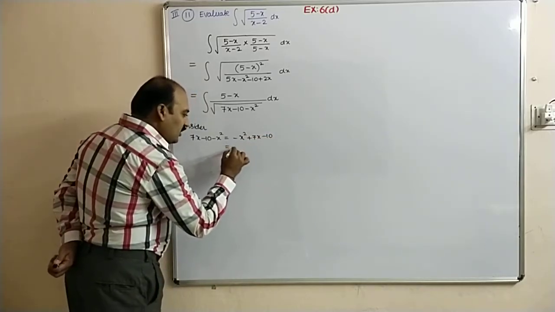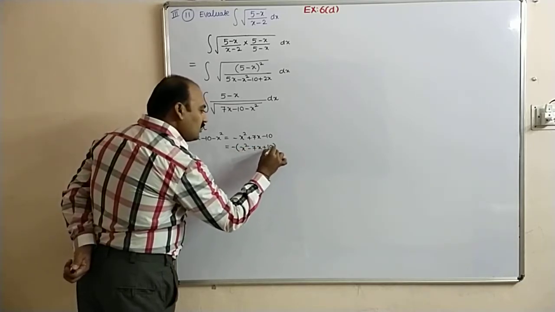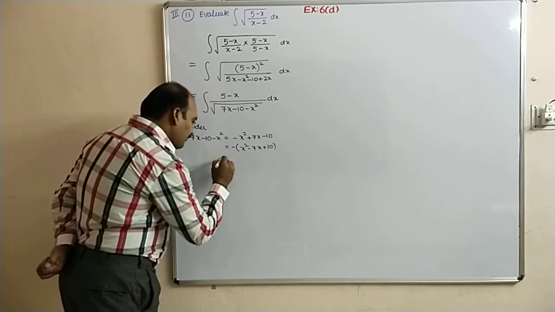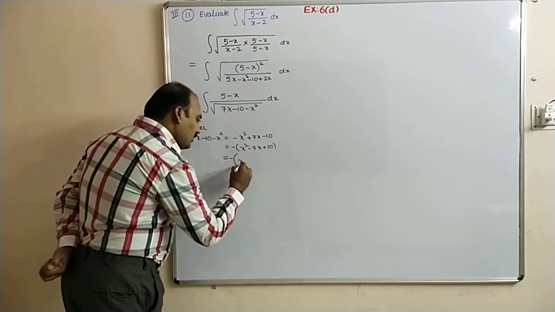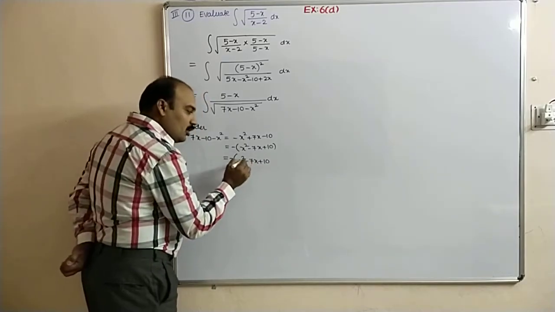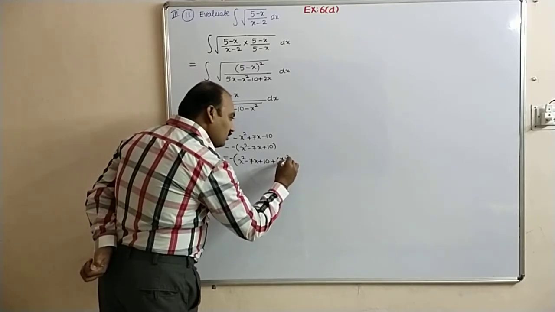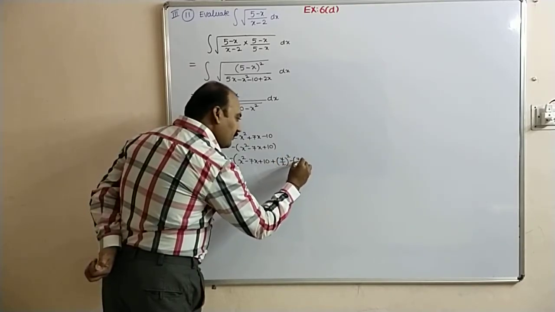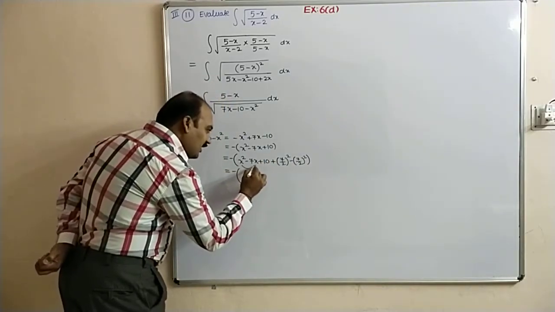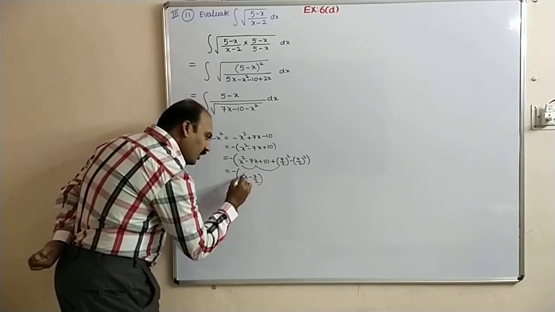So take common minus 1: x square minus 7x plus 10. After that, adding and subtracting half of the square of the x coefficient, which is equal to minus x square minus 7x plus 10. The x coefficient is 7 here, so 7 by 2 whole square minus 7 by 2 whole square, which is equal to minus x square minus 7x plus, 7 by 2 is the expansion of x minus 7 by 2 whole square.